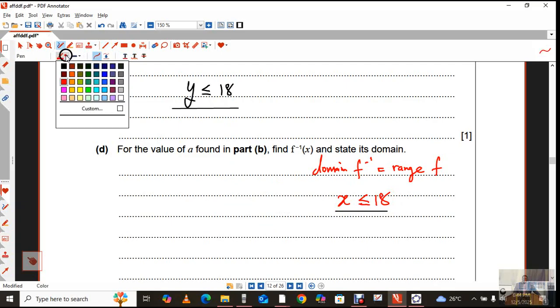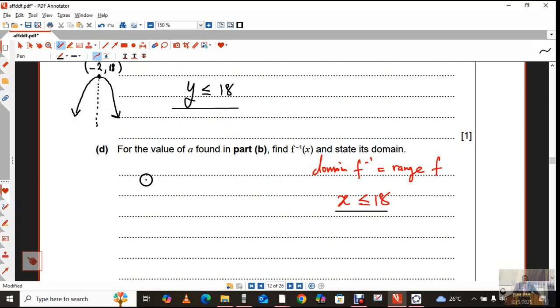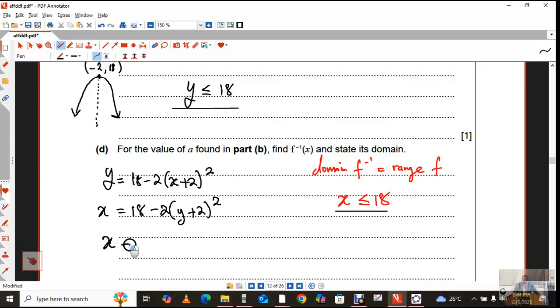So we can actually come to part B, where we're now going to take that y equals to 18 minus 2, and then we have x plus 2, that whole function squared. It has to be in vertex form for you to be able to find the inverse. So let's switch around the letters. X equals to 18 minus 2, then have y here, plus 2 squared. Now we're going to say, okay, subtract both sides by 18, and then you're going to divide by -2. Please be with me and follow what I'm doing.